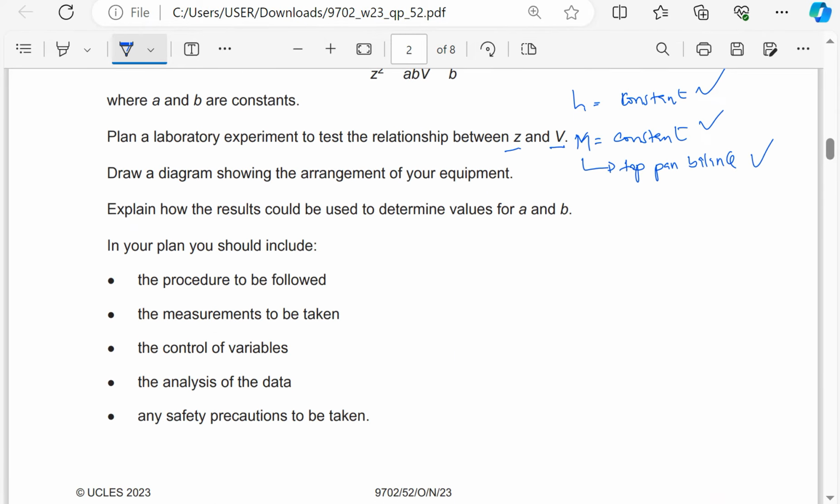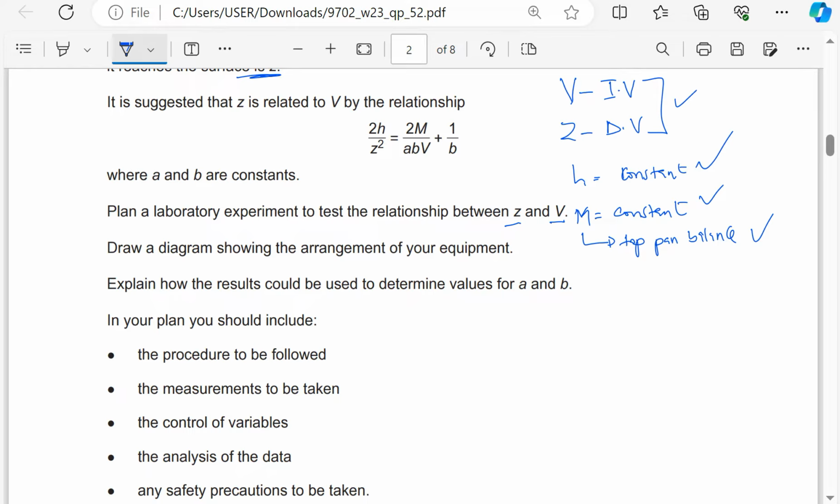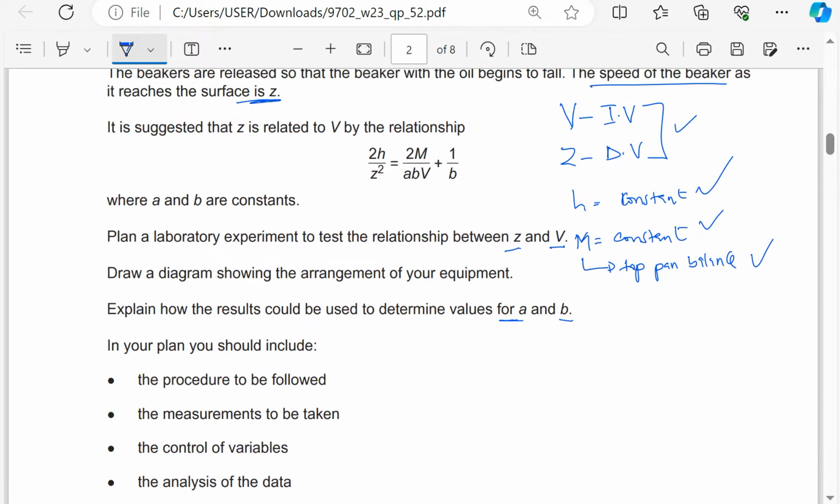So what I'm remaining with here is now analysis. Draw a diagram showing the arrangement. I now have a picture of how the diagram would look. Explain how the results could be used to determine values for A and B. Now this is the analysis part. So for analysis, which graph am I going to plot? We normally put the independent variable, or something related to the independent variable, on the x-axis, and the dependent variable, or something related to the dependent variable, on the y-axis.